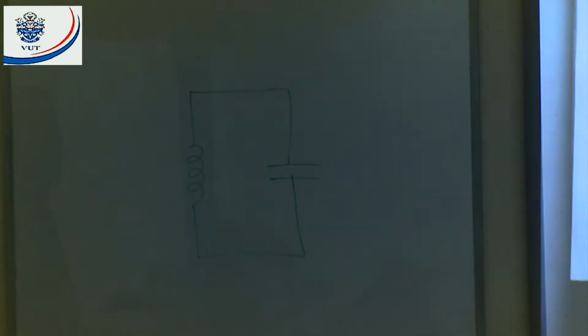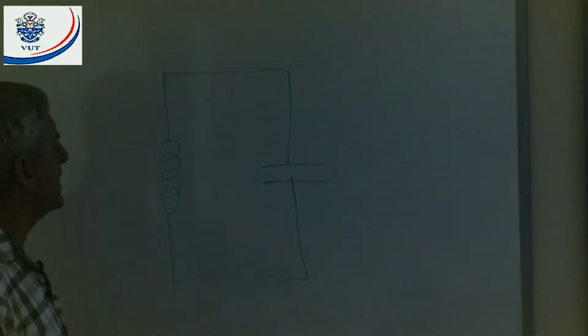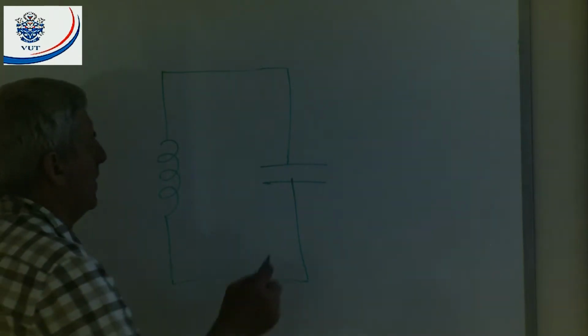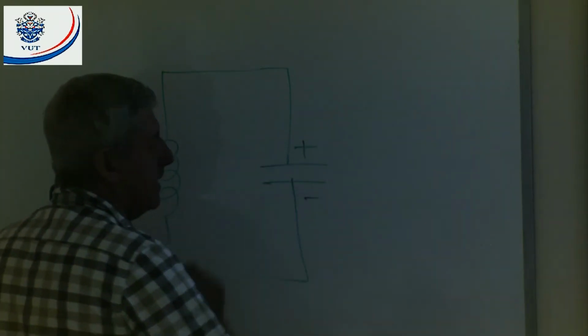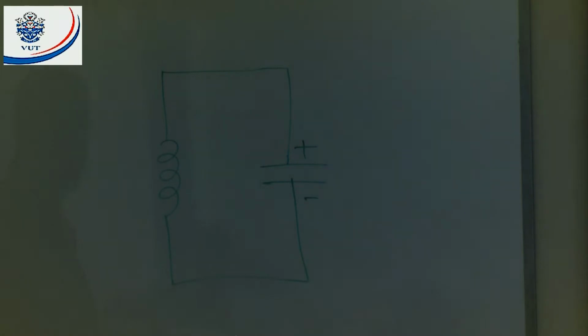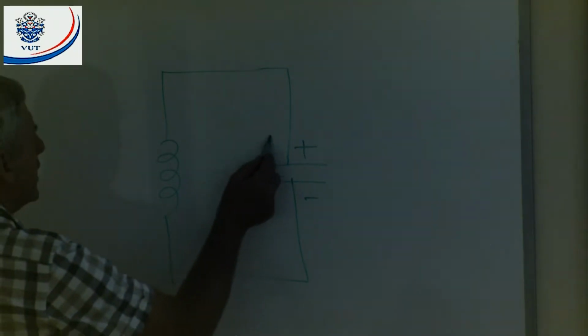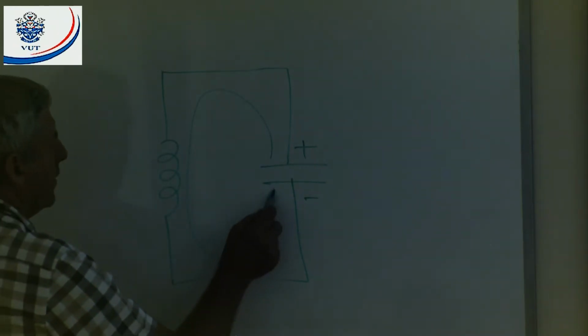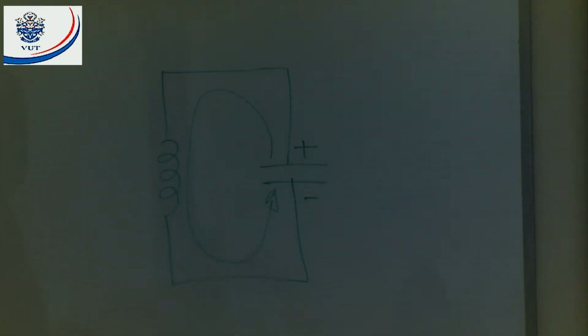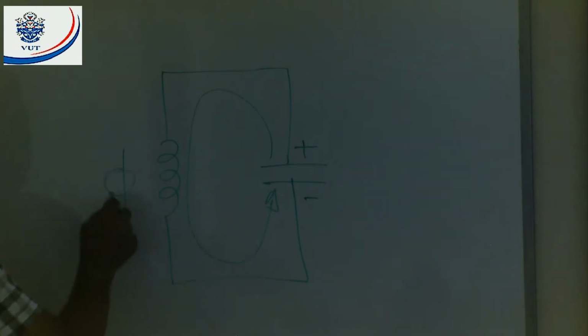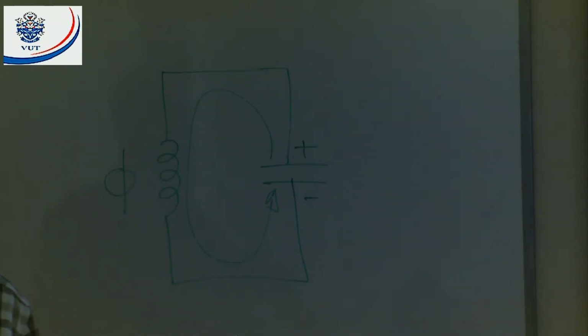That's an LC circuit. Let's assume this capacitor was fully charged. It was charged positive, negative. And we connect the capacitor in this circuit. What is going to happen? The capacitor is going to discharge through the coil. You agree? When it discharges, we set up a magnetic flux. All right. What's going to happen?